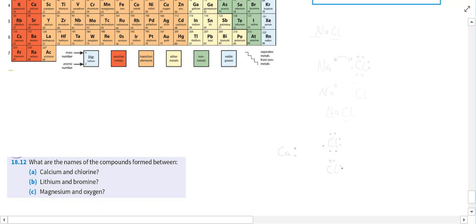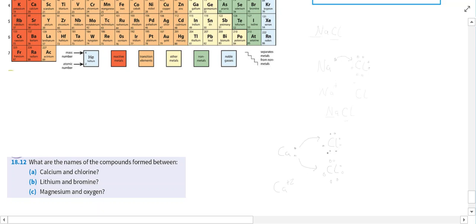So these are our 2 chlorine atoms. And what's going to happen is this calcium atom is going to give one of its electrons to this chlorine, and the other electron to this chlorine. So it'll lose 2 of its electrons, and as a result it's going to have 2 less electrons, giving it a +2 positive charge. So it's going to become an ion.